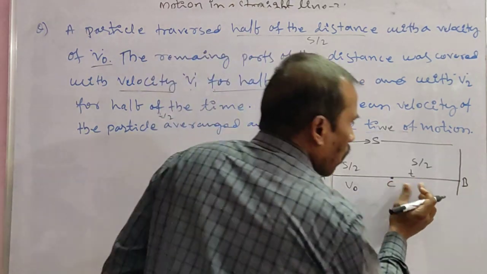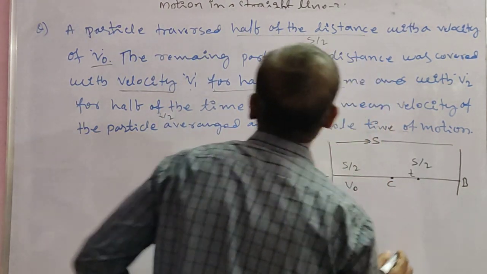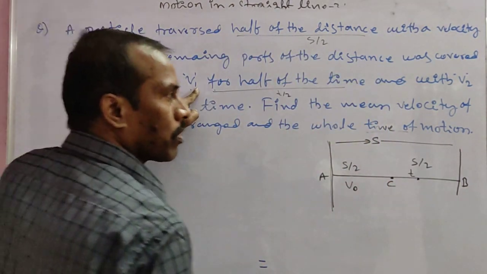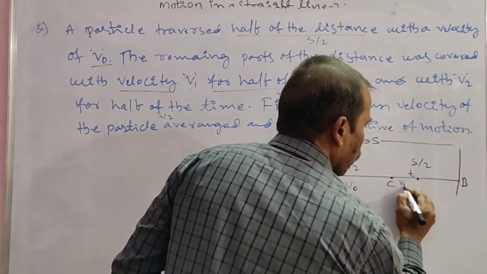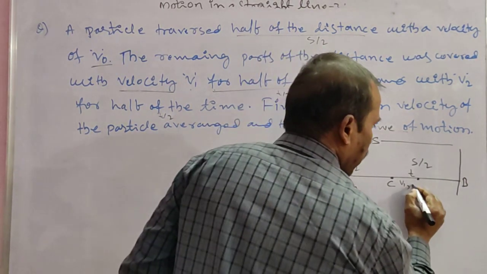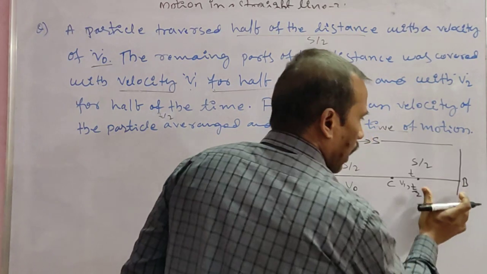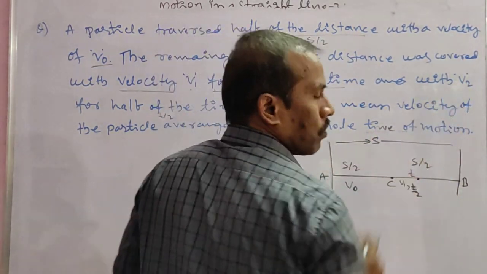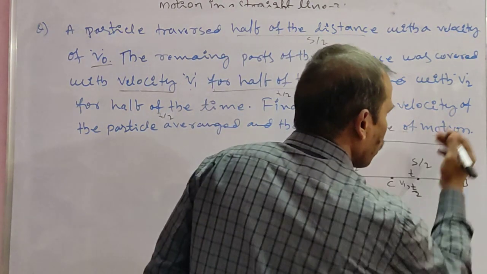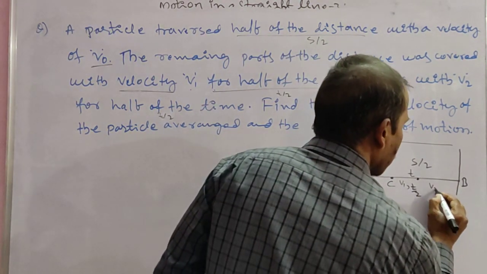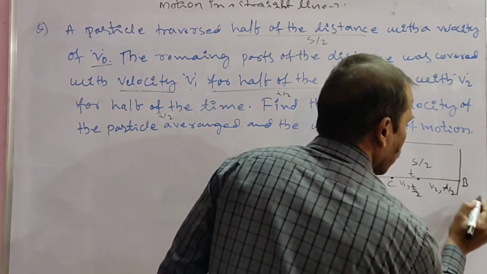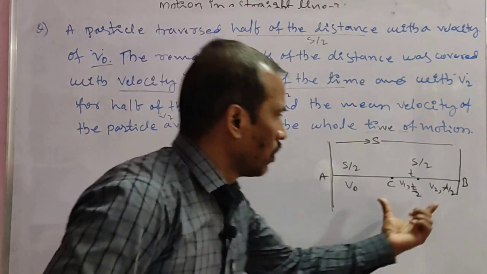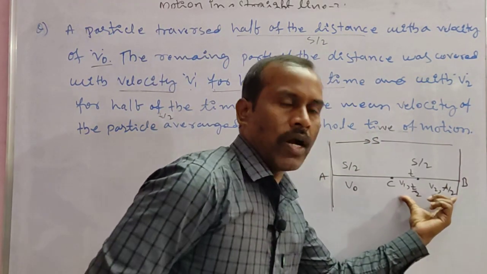Now for the first half of the time, the velocity is V1 and the time taken is T by 2. For the remaining half of the time, the velocity is V2 and the time is T2. So this is the half of the time covered.